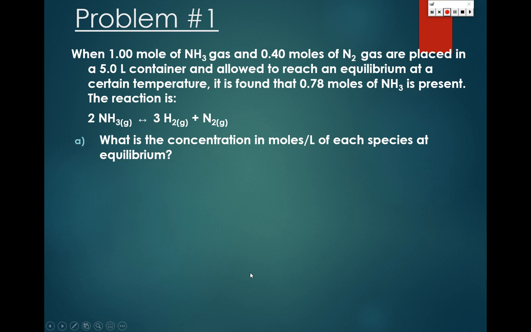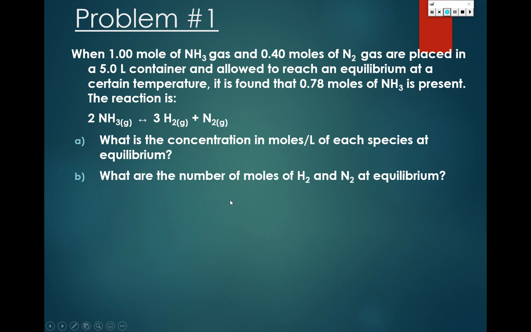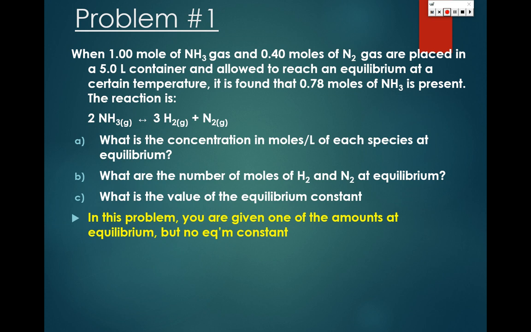So we're going to find the concentration of each substance or species at equilibrium. We're going to switch that back into moles. You don't always have to do that, just kind of read the question. We're going to calculate the KEQ using our concentrations. So in this problem, we're given one of the amounts at equilibrium, but there is no equilibrium constant given, no KEQ value. So that is the main difference between problem 1 and problem 2 and 3.